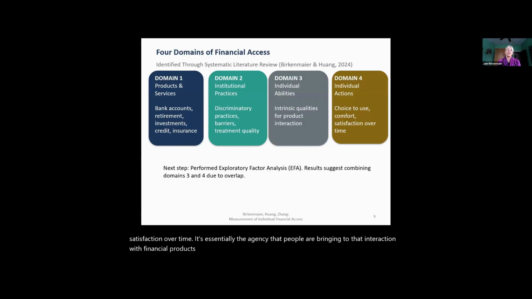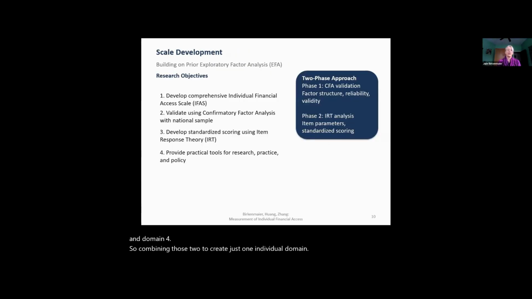So we performed an exploratory factor analysis to examine these domains, and the results suggested an overlap between domain 3 and domain 4. So we combined those two to create just one individual domain. Building on that exploratory factor analysis, we created the first iteration of the scale, which we called the individual financial access scale.